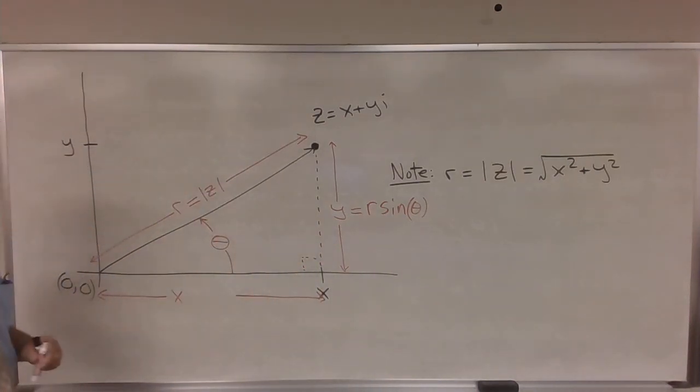In keeping with our right triangle trig analysis, this side of the right triangle, that has length x, is equal to the hypotenuse of the right triangle times the cosine of theta, or r times the cosine of theta.